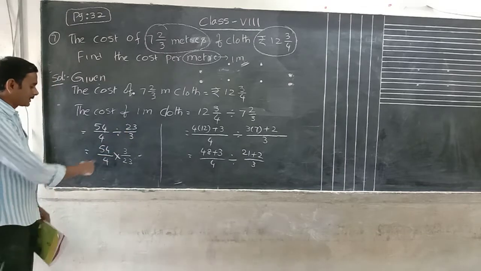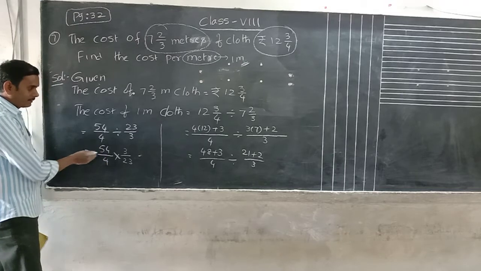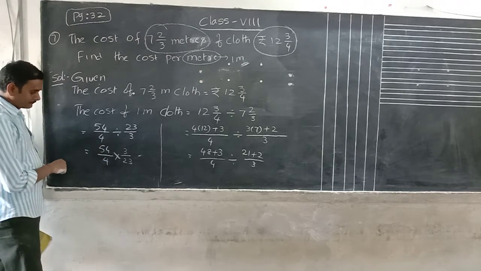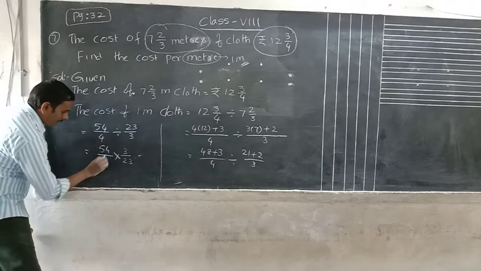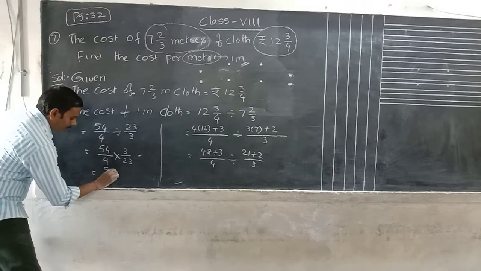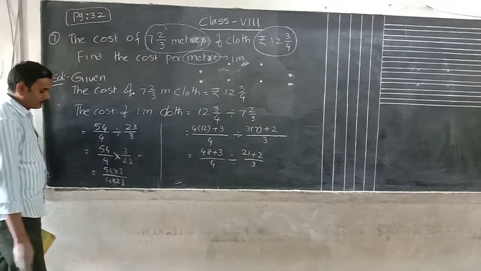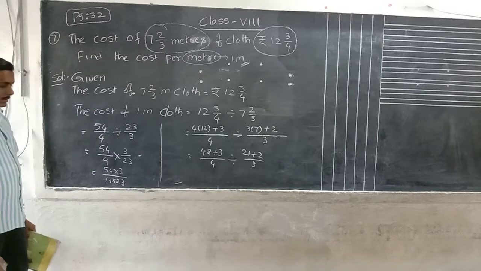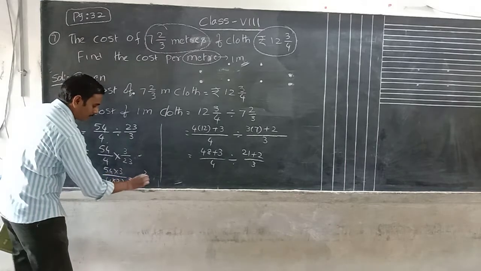Now is any cancellation possible? No, the cancellation is not possible. So we can multiply these two. 51 into 3 by 4 into 23. Now we multiply: 3 ones are 3, 3 fives are 15.